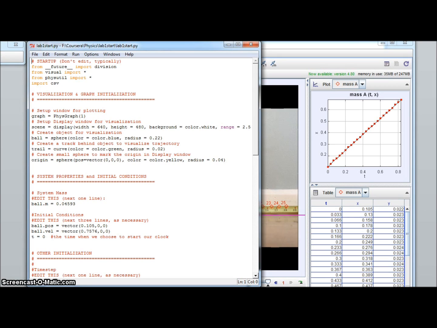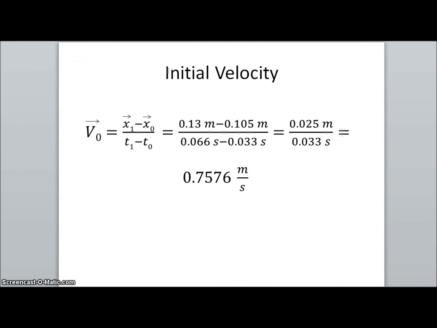Ball.vel was also adapted for this observation, where the initial velocity of the ball is 0.7576 meters per second. I determined the initial velocity by taking the first 2 data points in my observation. Since I started my observation after the initial push, the initial velocity observed should be a decent approximation of the initial velocity. The initial velocity is the change in x over the change in t over those data points. So the change in x is 0.025 meters and the change in t is 0.033 seconds. So the initial velocity is 0.7576 meters per second.